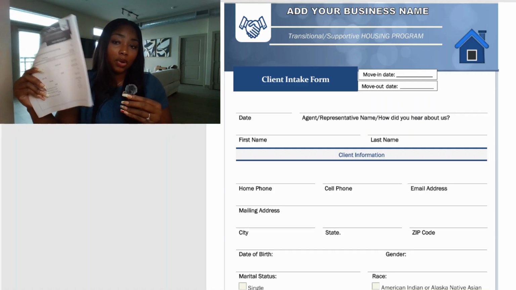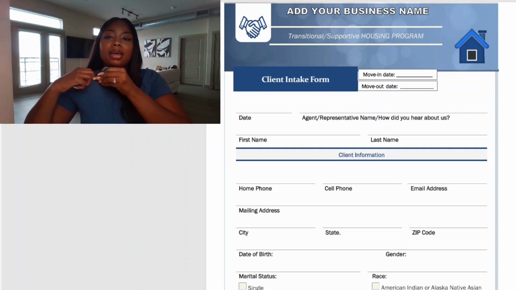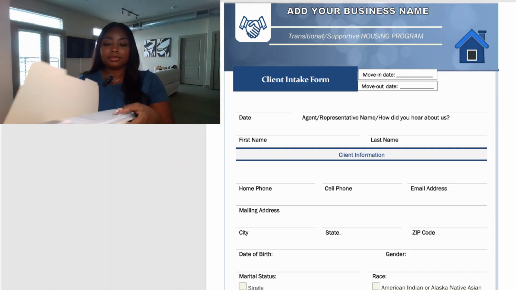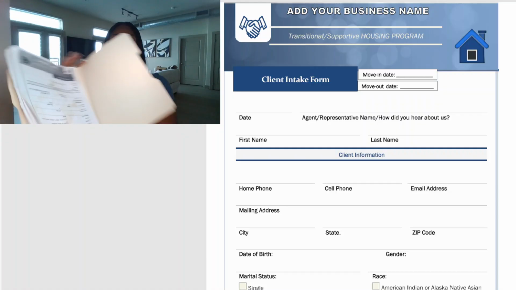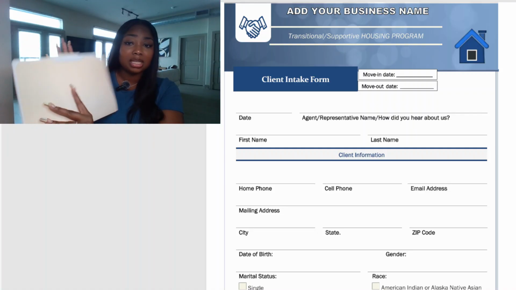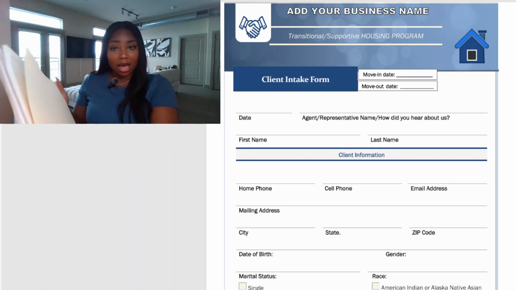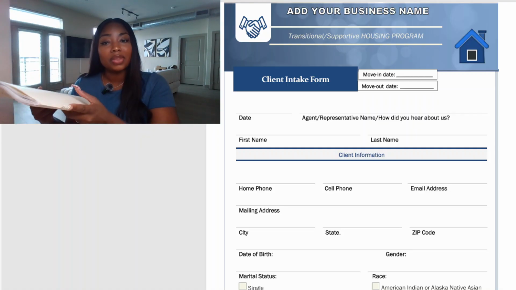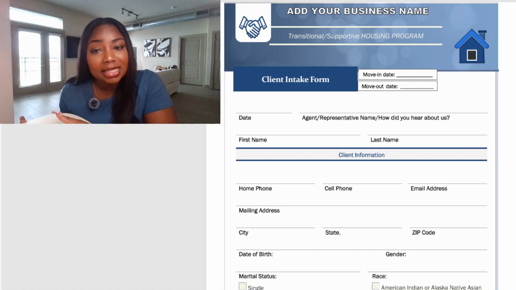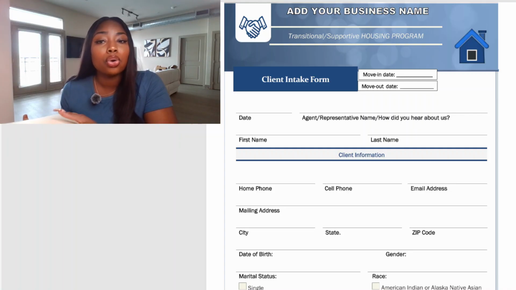So in a folder, you want to have, for example, look, I already got a folder. For example, you want to have each file with each client name on there. In that file should be a copy of their ID, their social security card. If they work, you should have some copies of their pay stubs. If they receive SSI, SSDI, any fixed income, you should have proof of that. A copy of their award letter or budget letter should be in here.